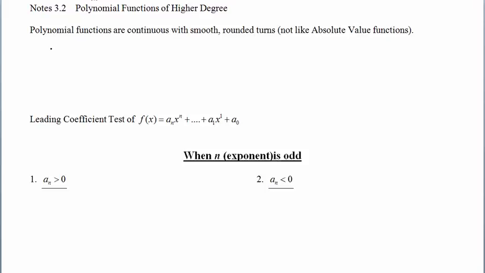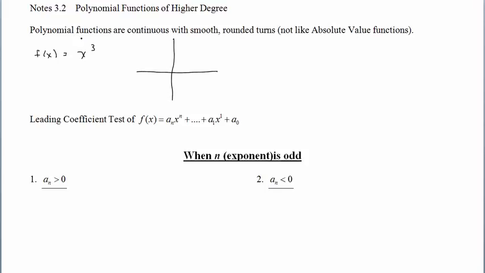In Notes 3.2, we're going to look at polynomial functions of higher degree. A polynomial function is going to be a continuous, smooth, rounded graph, not like an absolute value function that has a sharp turn. Just as a reminder, because we've been working with polynomial functions, let's consider the cubic graph, x cubed.